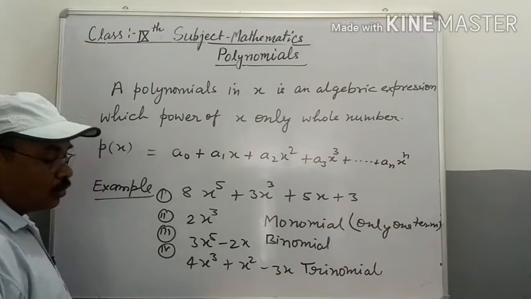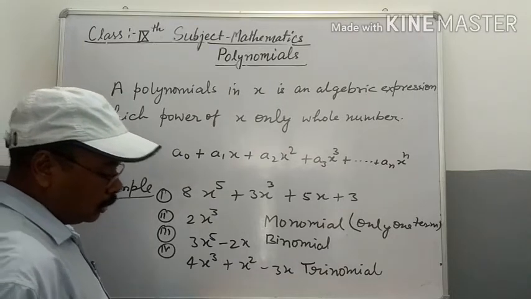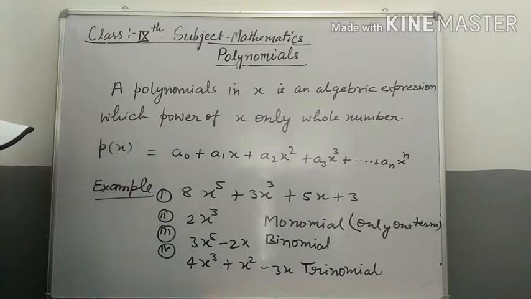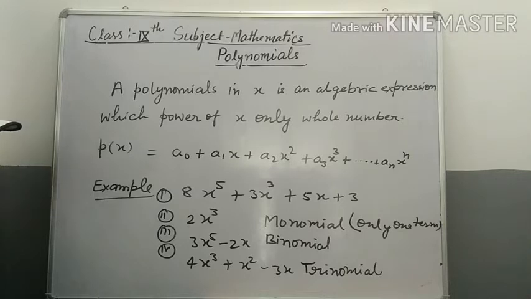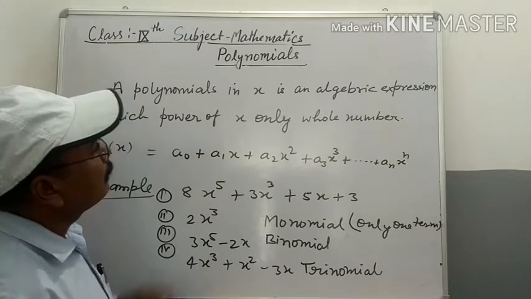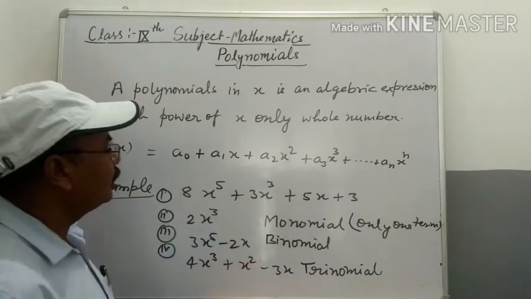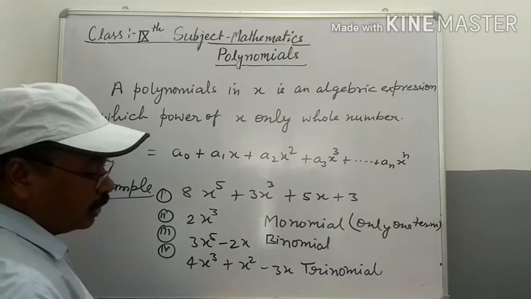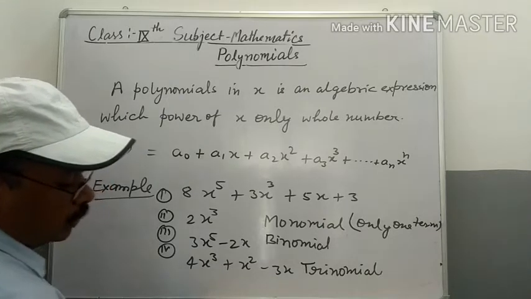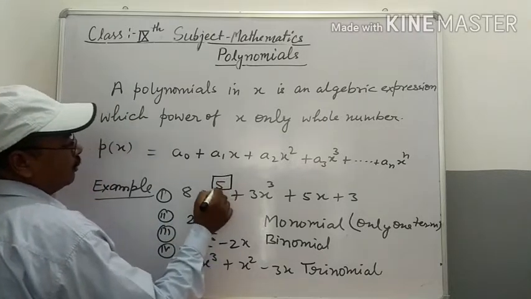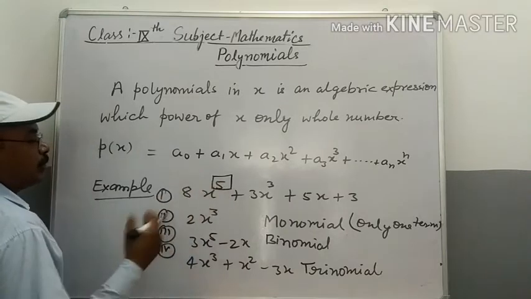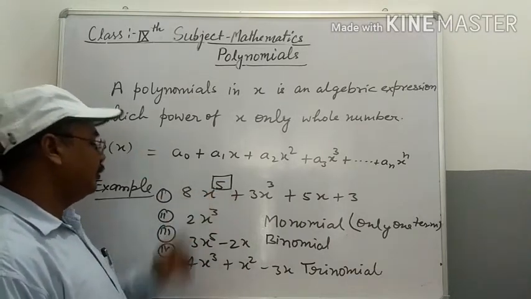Students, now we have to learn the degree of a polynomial. What is the degree of a polynomial? Students, the highest power of x in the given polynomial is known as the degree of the polynomial. Students, in this sequence we can see the degree here: in this polynomial the highest power of x is 5, so the degree of the polynomial is 5.